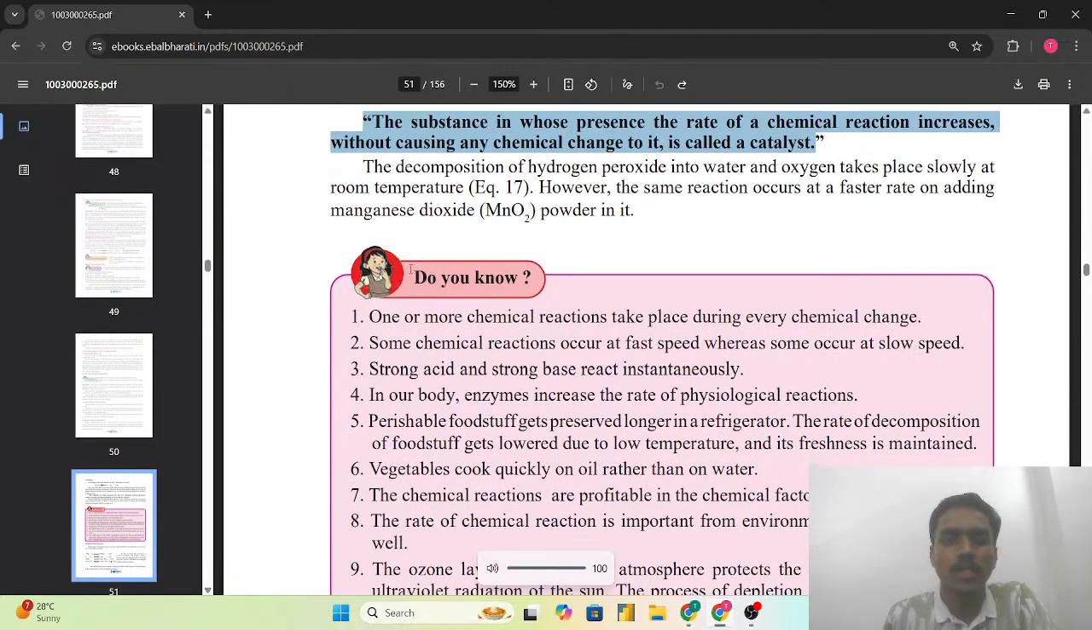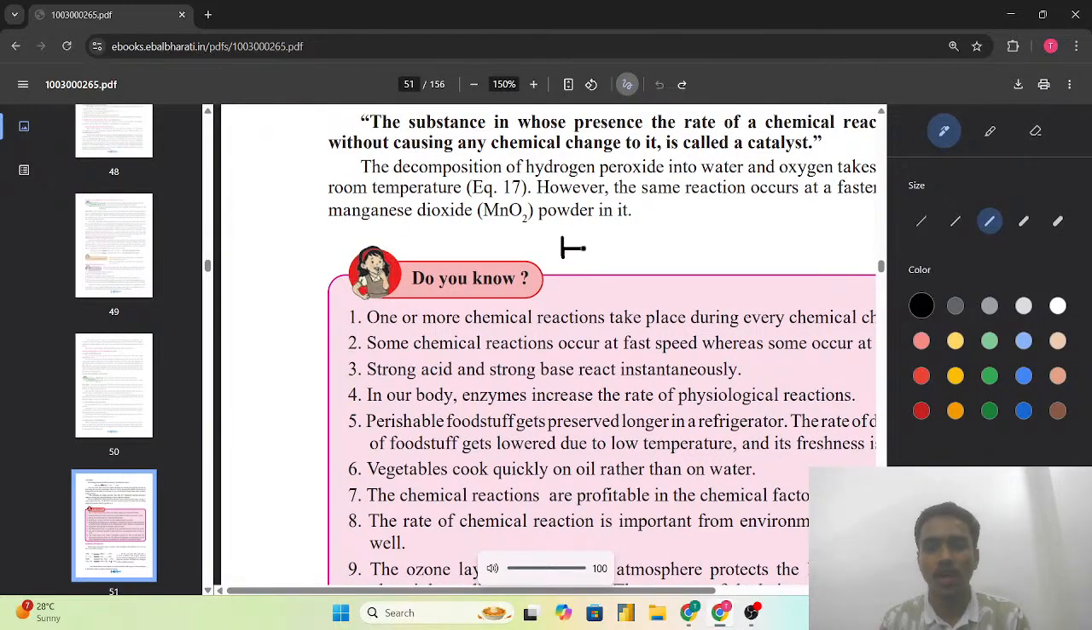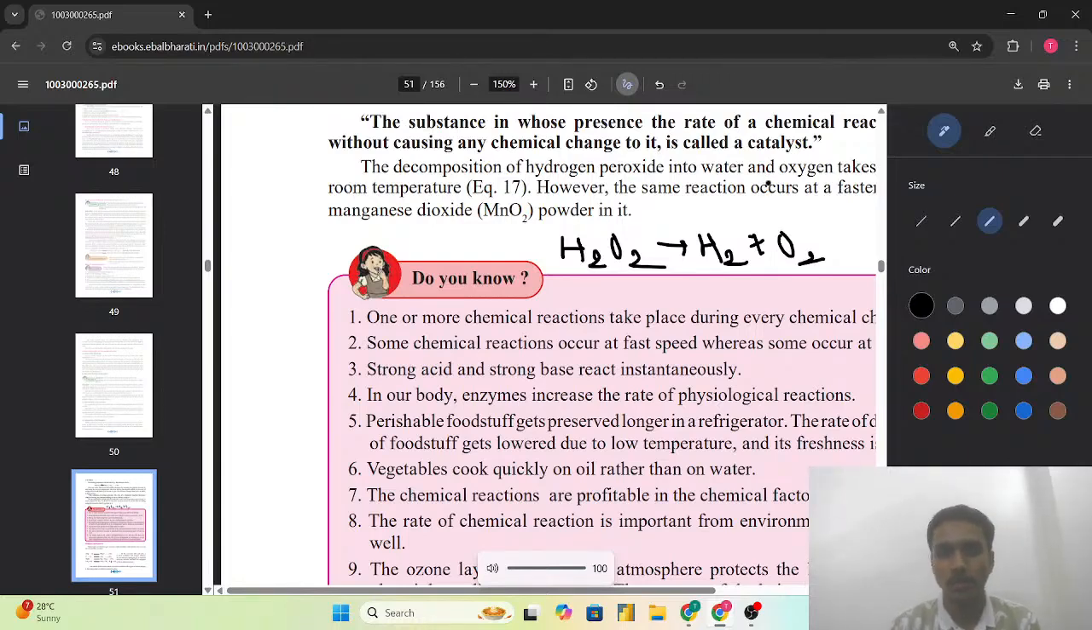It may ask: the decomposition of hydrogen peroxide into water and oxygen takes place slowly at room temperature. However, the same reaction occurs at a faster rate on adding manganese dioxide, MnO2, powder to it. So, we have also studied the decomposition of hydrogen peroxide, H2O2. H2O2 at room temperature decomposes and leads to the formation of H2 and O2. This reaction happens at a slow pace if we perform it at room temperature.